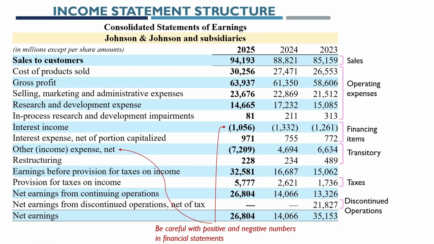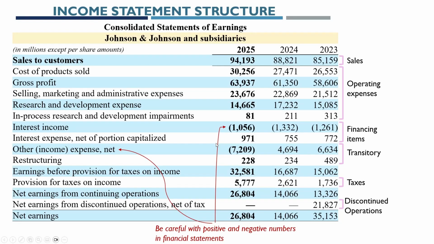Because Johnson & Johnson has taken a position that they show their expenses as a positive number, anytime we see a negative number, it tells us that this is the opposite of an expense. This is a gain. This is a profit increasing number. That's how we interpret that.